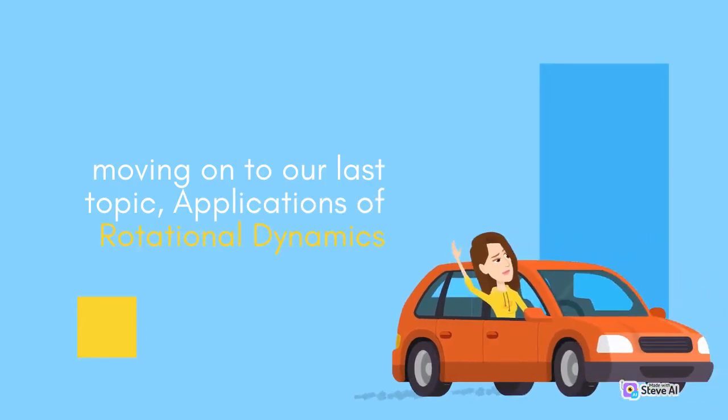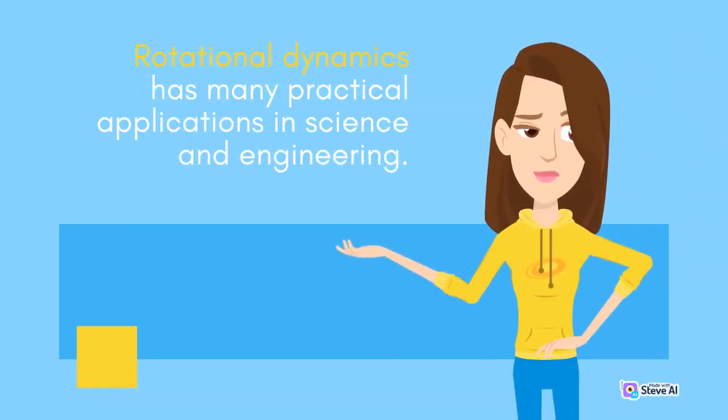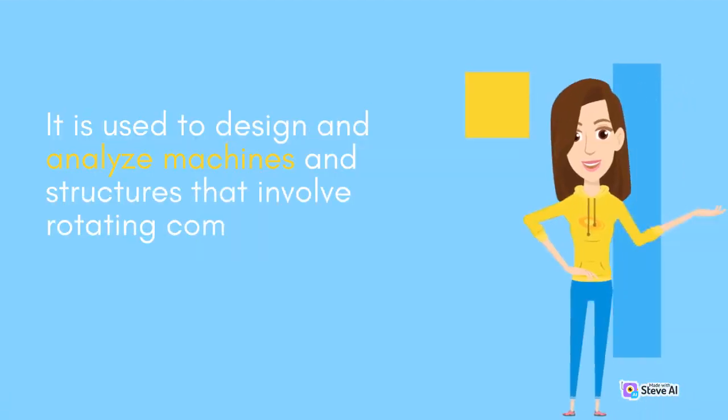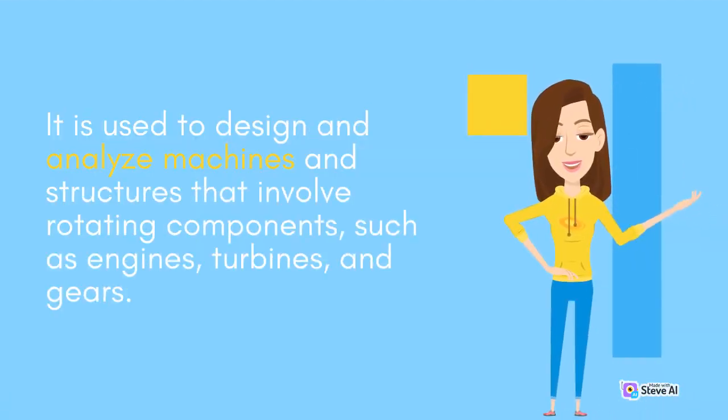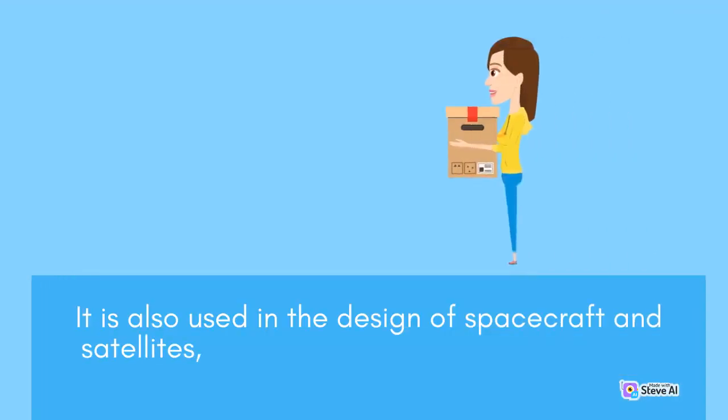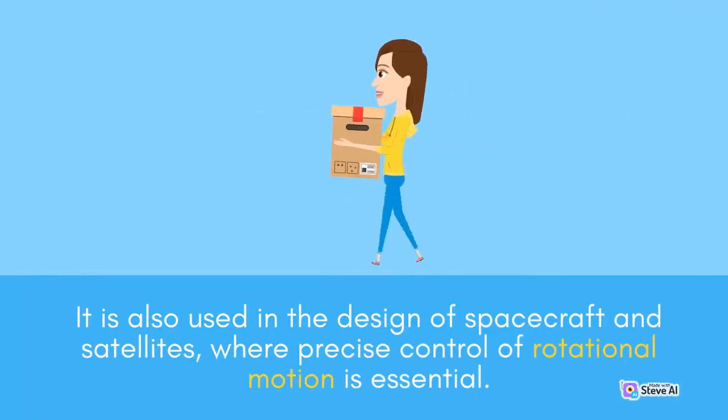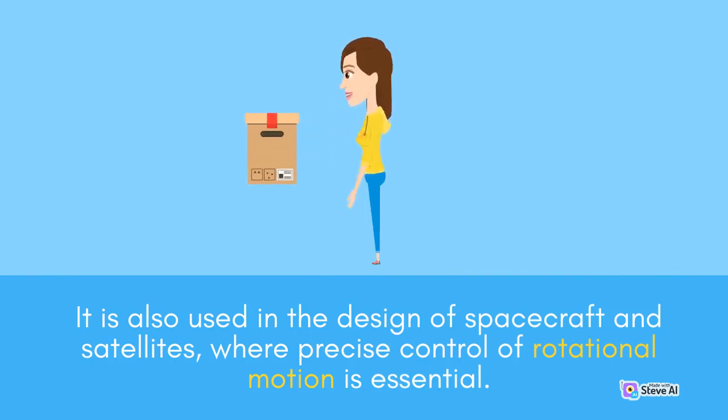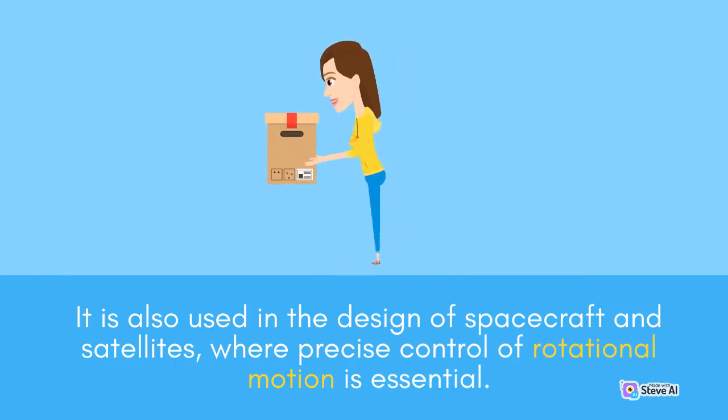Moving on to our last topic, applications of rotational dynamics. Rotational dynamics has many practical applications in science and engineering. It is used to design and analyze machines and structures that involve rotating components, such as engines, turbines, and gears. It is also used in the design of spacecraft and satellites, where precise control of rotational motion is essential.